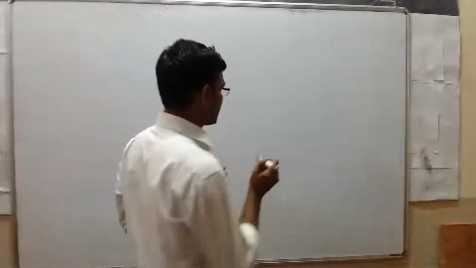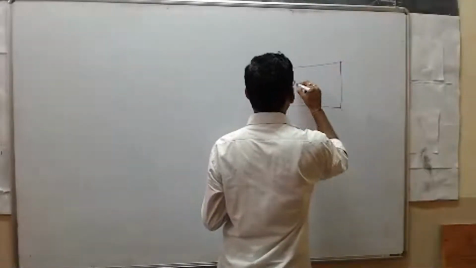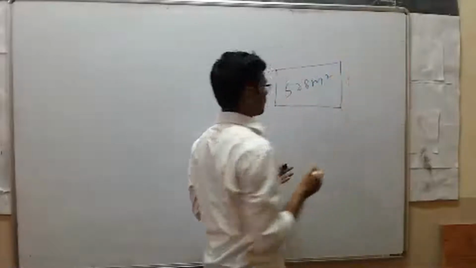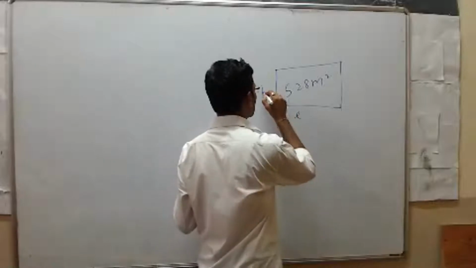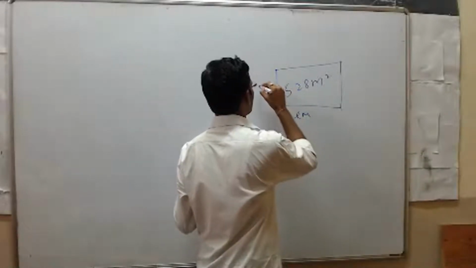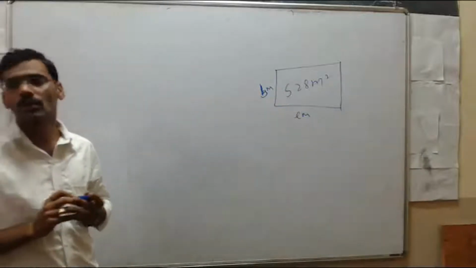It means we have to consider the breadth of the plot as x meter. Now it is a rectangular plot and its area is 528 meters square. Length is considered as L meter and breadth as B meter. Length into breadth is 528 meters square.